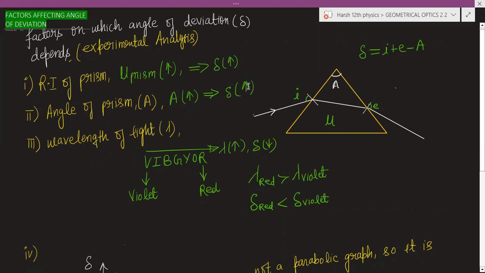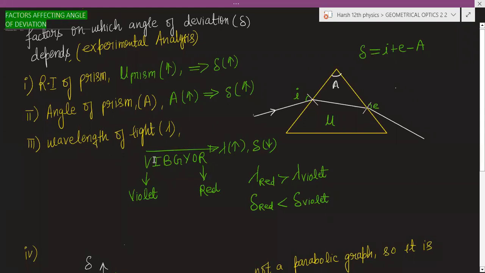If you see this formula, it will look like this result is incorrect. It means the angle of deviation depends upon the wavelength. If you increase the wavelength, the angle of deviation will decrease.